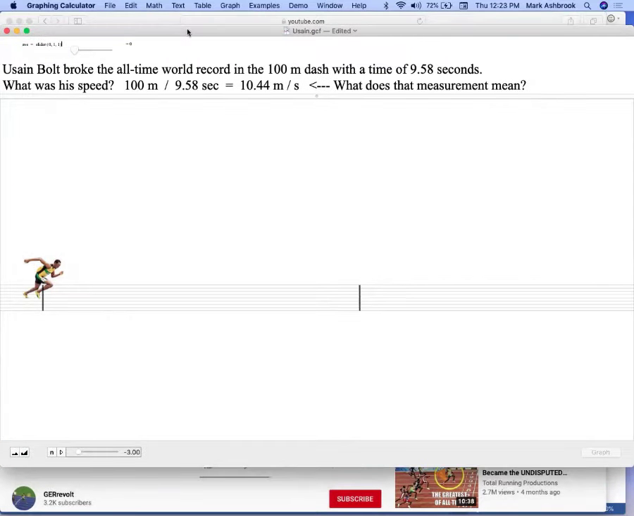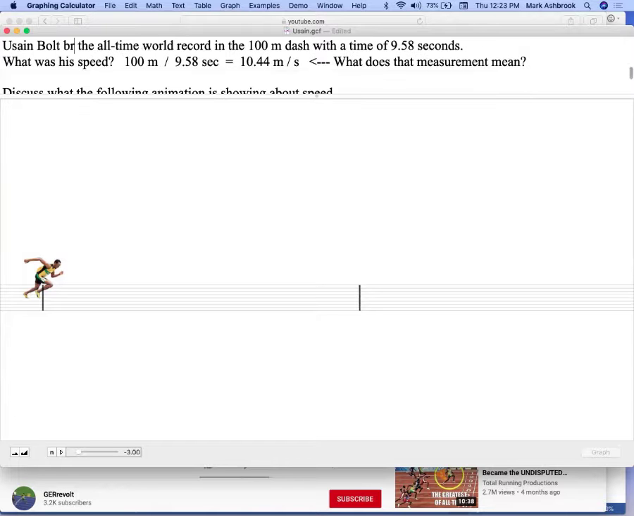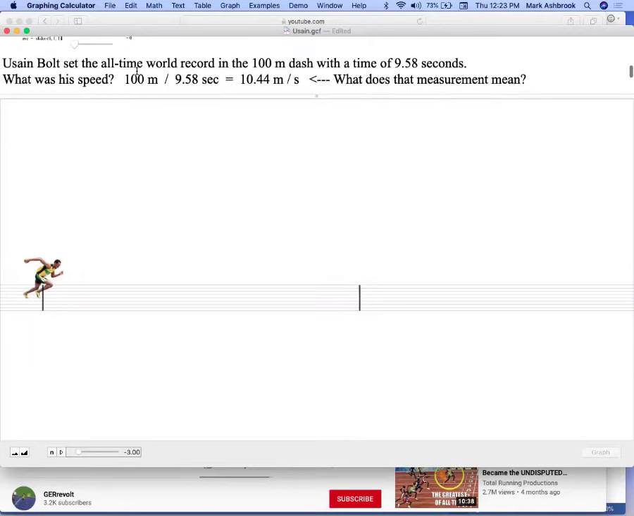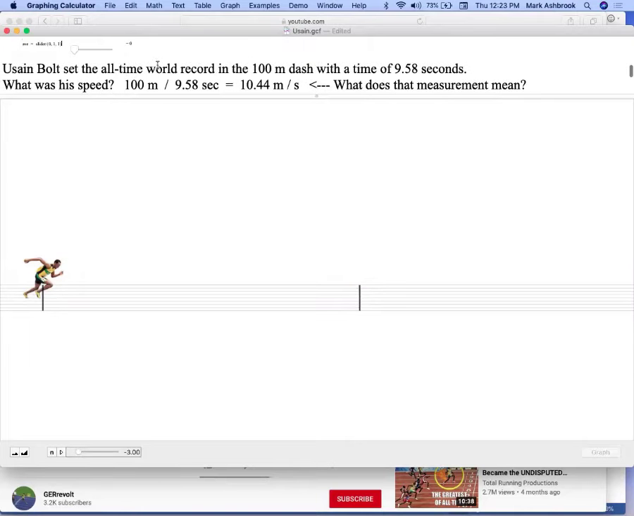So yeah, Usain Bolt set the all-time world record, because it still holds today, in the 100-meter dash with a time of 9.58 seconds. What was the speed? And so you calculated 10.44 meters per second.